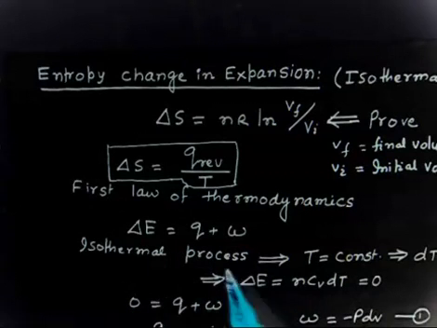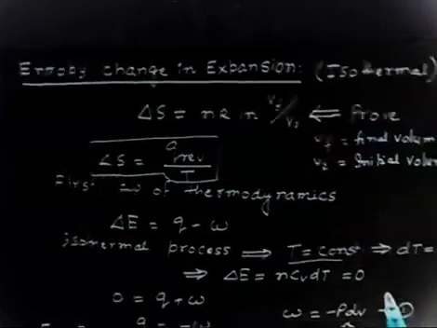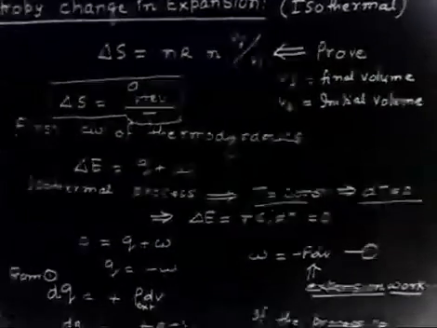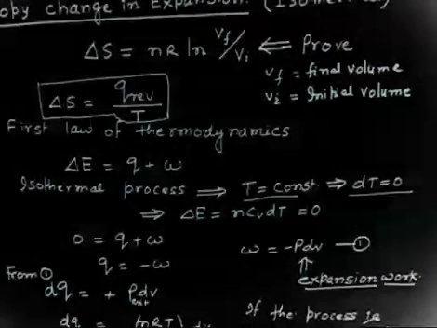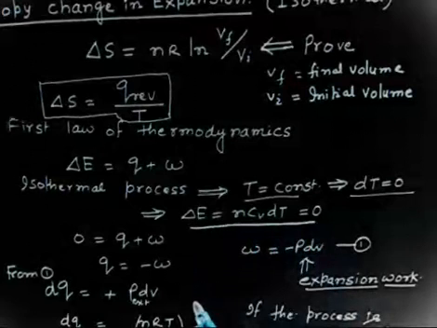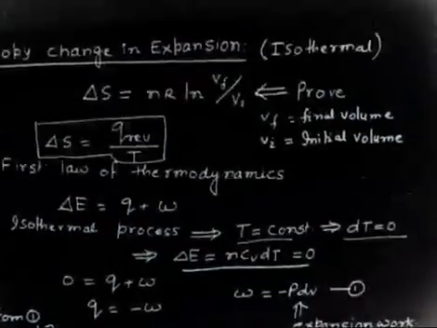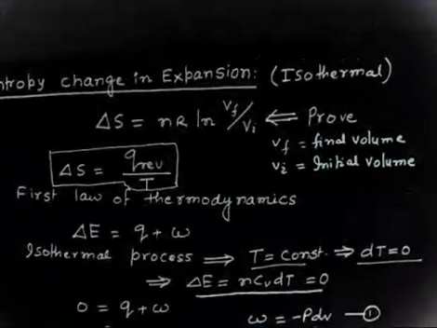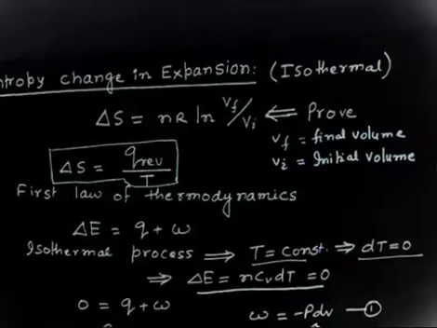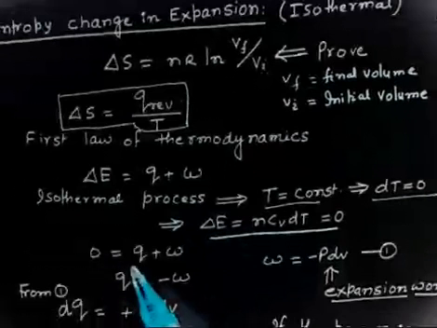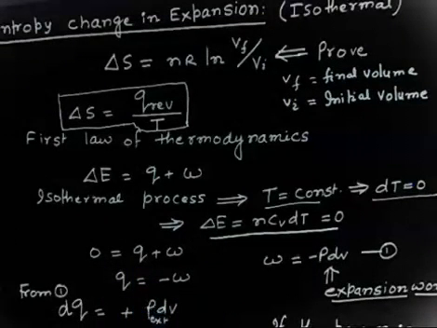Now if the process is isothermal, temperature is what? Constant. So I can say dT is 0. Are you getting or not? If dT is 0, I also know the internal energy change, that is delta E, is given by nCv dT. So if dT is 0, then nCv dT also becomes 0, so the change in internal energy is 0. If I plug this value in the equation, 0 is equal to Q plus W, or Q is equal to minus W.